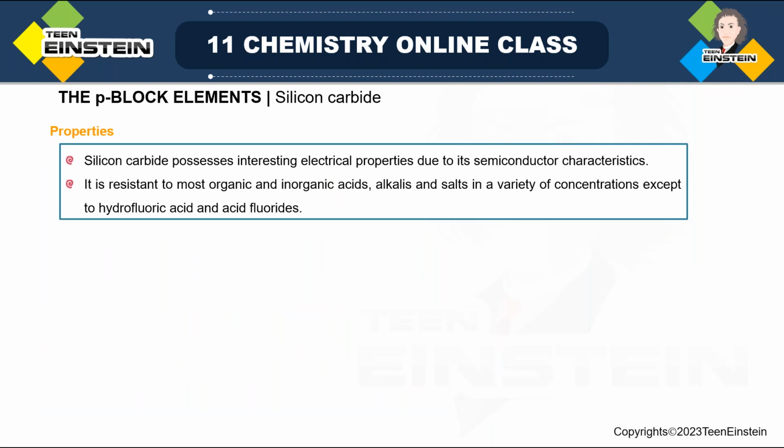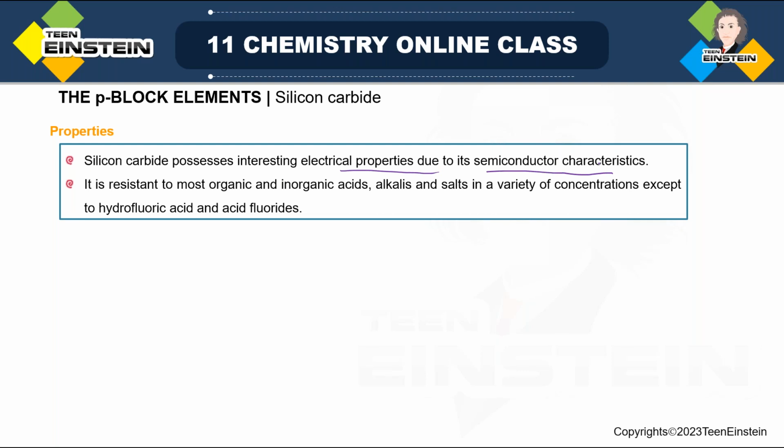After structure, we will see properties. Now, you will not see many chemical properties, because you can understand from this structure. As this is a large network type of covalent bond structure, it is very rigid, hard, and it cannot take part in reactions easily. But some other interesting properties are there for silicon carbide, and that is interesting electrical properties, because there are some semiconductor characteristics.